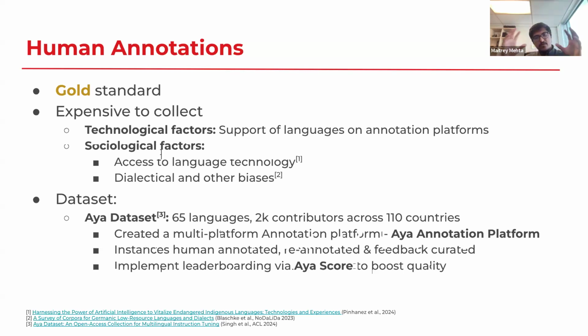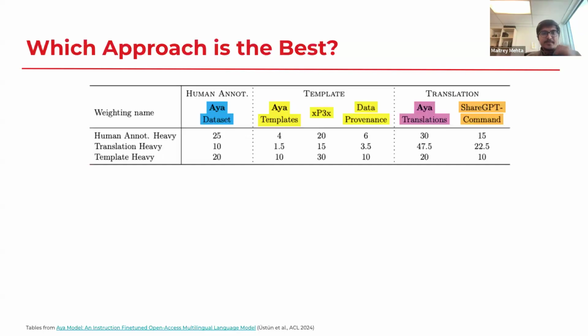So we talked about these three methods: the template-based method, the translation-based method, and finally the human-based method to curate instruction fine-tuning data sets, right? A natural question is, which one is the best? So the people who were working on this Aya dataset built this model called the Aya model. And while building this model, they experimented with three different mixtures of instruction fine-tuning.